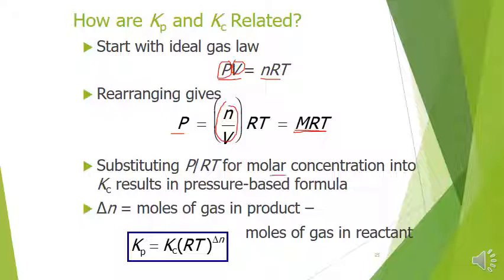this right here, and the moles of gas in the product. We get the relationship of the equilibrium pressure is equal to the equilibrium constant concentration times RT raised to the change in n. And we'll have to really be careful to change n, and that's sort of one of the key things in this equation. All right, that affects it a lot.